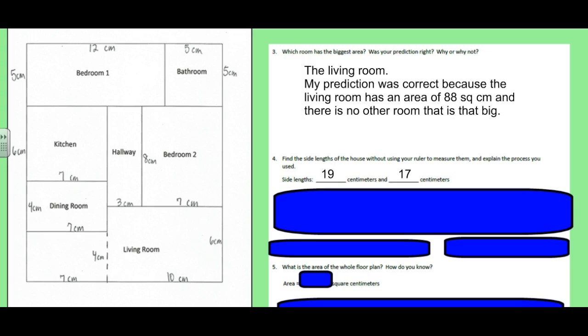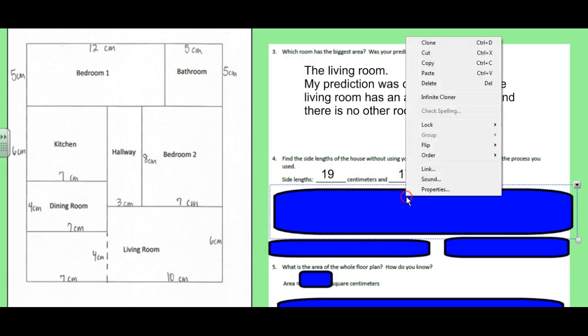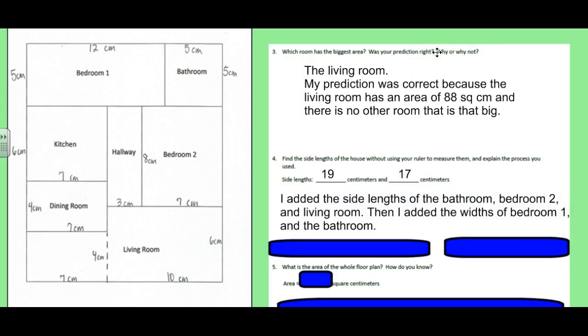Okay, so one side length of the house is 19 centimeters and the other side length was 17 centimeters. And it's okay if you had these numbers flip-flopped and you had 17 here and 19 here. The process that you would have used is adding the side lengths of the bathroom, bedroom 2, and the living room, and then adding the widths of bedroom 1 and the bathroom.